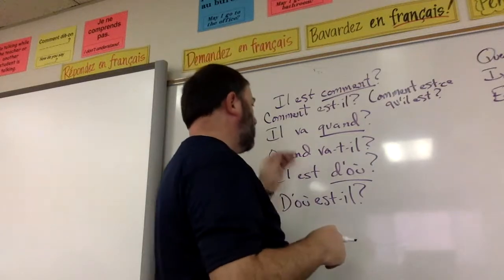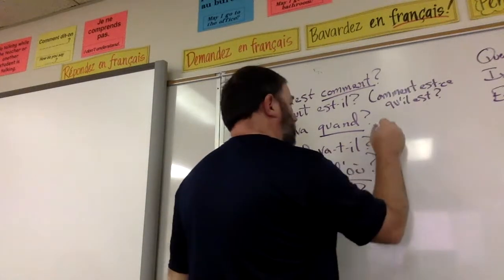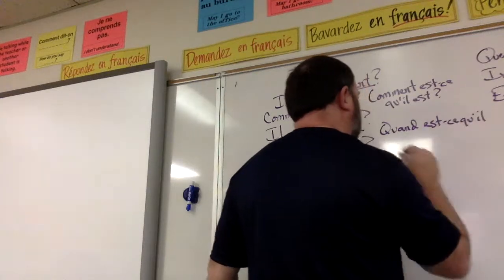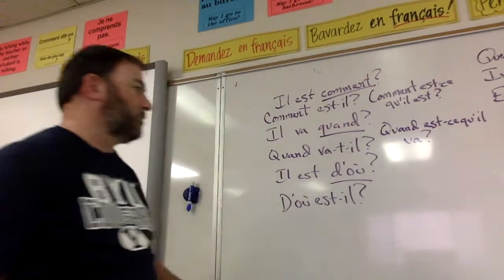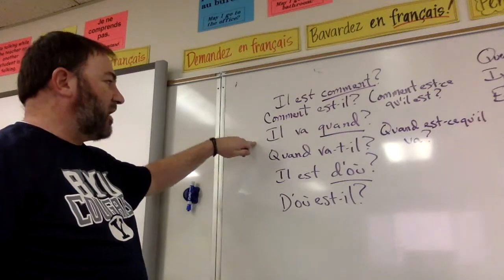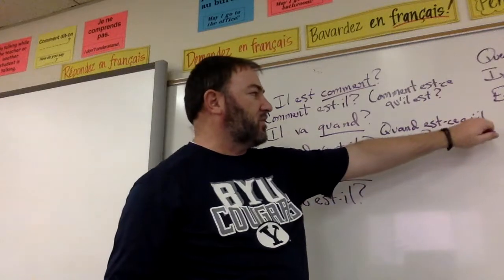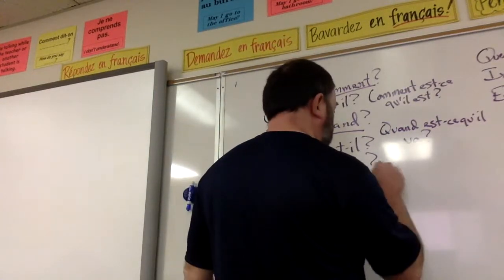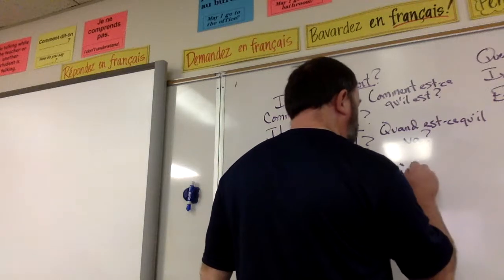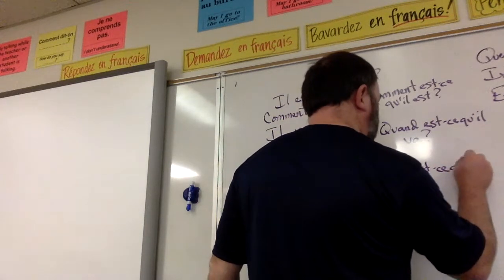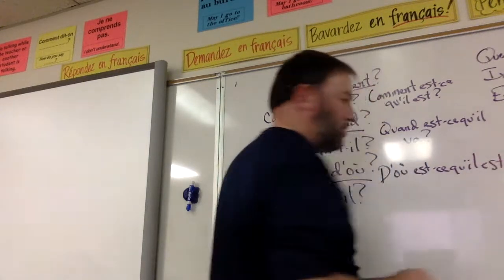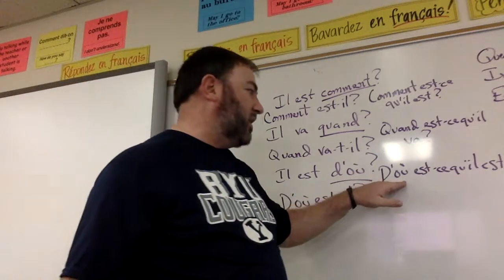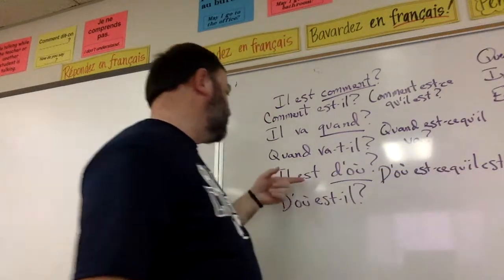For the second one, okay, il va quand? Quand est-ce qu'il va? Again, we move the question word to the beginning. We put est-ce que in front of this, and we have to make a conjunction because we've got the two vowels that are next to each other right there. And our last one, il est d'où. D'où est-ce qu'il est? Again, we have our question word at the beginning, est-ce que, then the rest of our question.